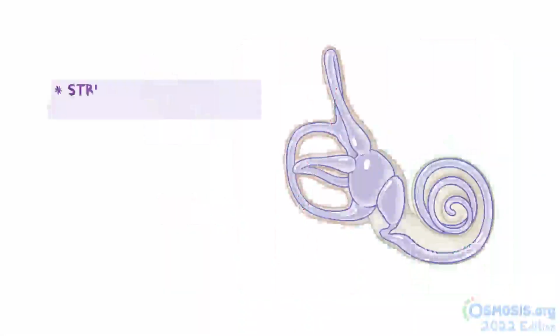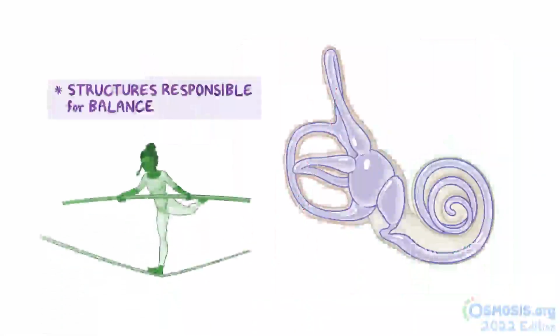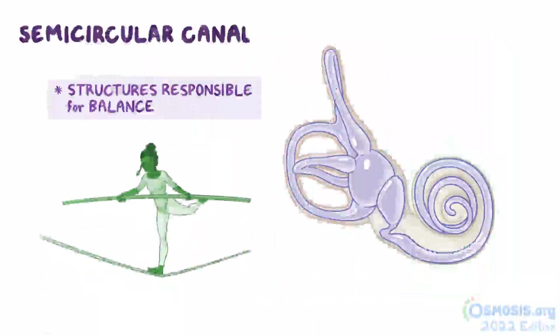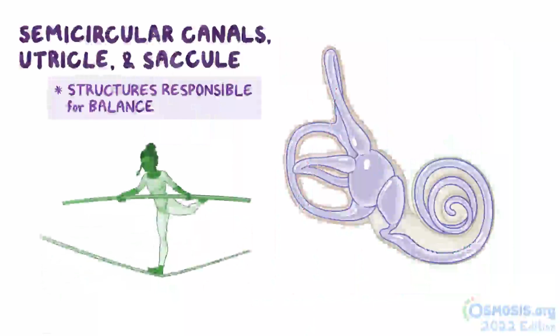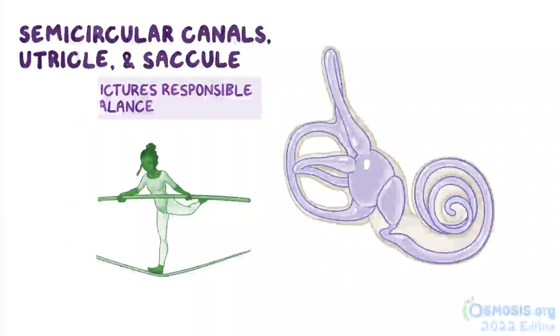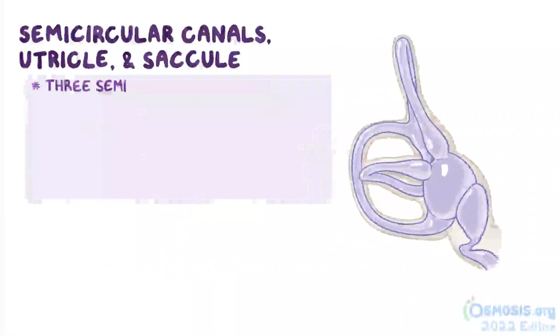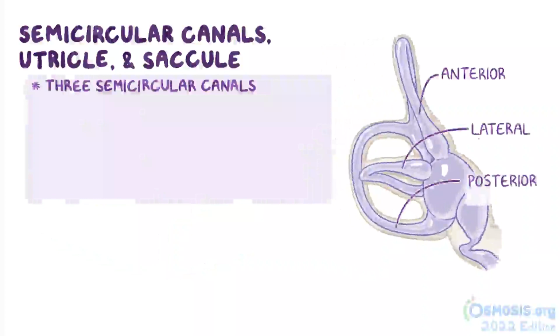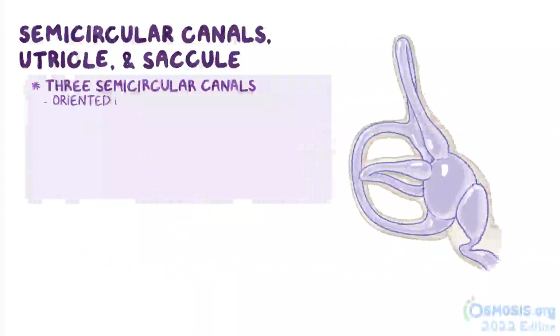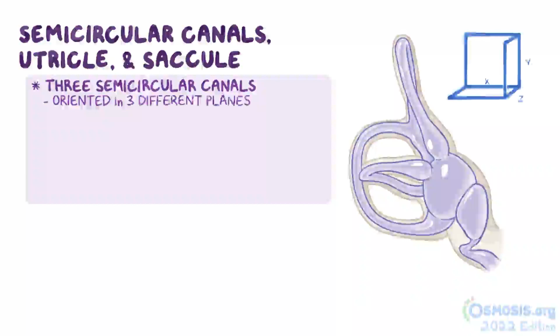Let's take a look at the structures responsible for balance, which are the semicircular canals on the one hand and the utricle and saccule on the other hand. There are 3 semicircular canals: an anterior, posterior, and lateral canal, oriented in the 3 different planes of space.